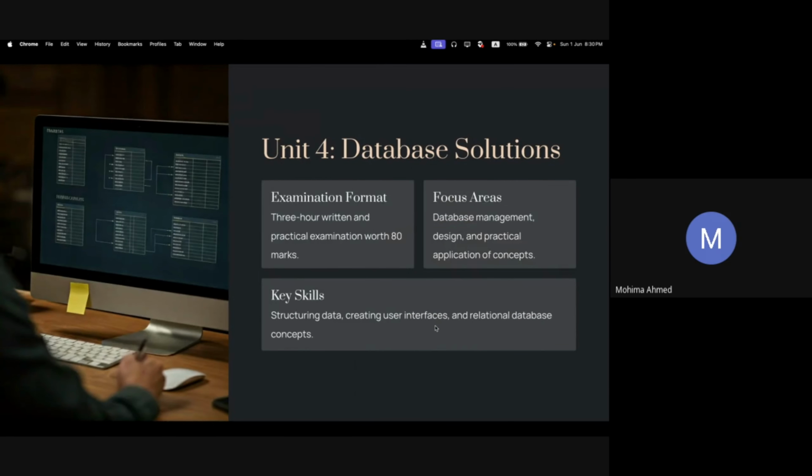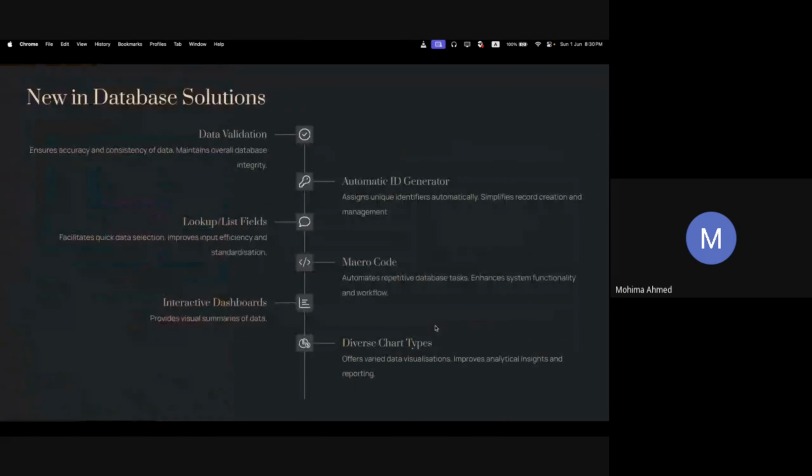Now we come to Unit 4, which is a database solution. I think you have ICT in your O-level? Or no, Atif? Do you have ICT? Yes. What about Atif? Okay, so in ICT, whatever we did in the database, here we will do similar things, but some advanced things will come up here.